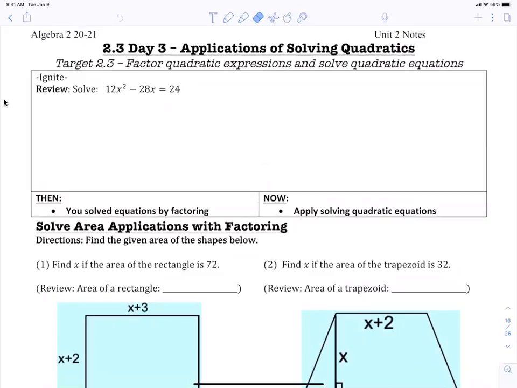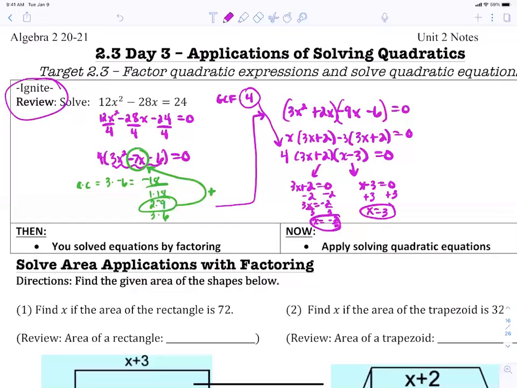So obviously, before we get started, we're going to review a basic solve type problem, and then we're going to get started. So pause your video and give this first Ignite a shot. All right, answer is up. So let's talk through this.